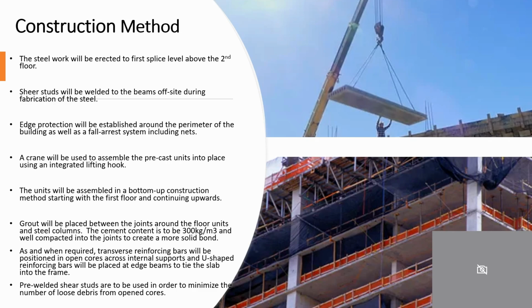Grout will be placed between the joints around the floor units and steel columns, and the cement content is going to be 300 kilograms per metre cubed and well compacted into the joints to create a more solid bond. As and when required, transverse reinforcing bars will be positioned into open cores across the internal supports, and U-shaped reinforcing bars will be placed at edge beams to tie the slab into the frame. Pre-welded shear studs are to be used in order to minimise the number of loose debris from the open cores.